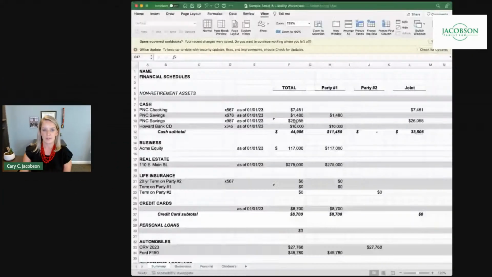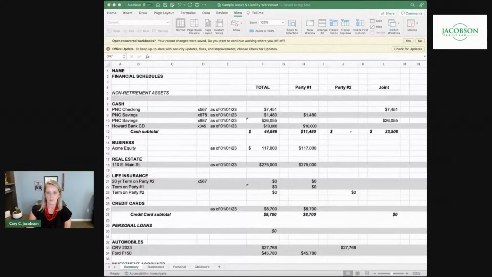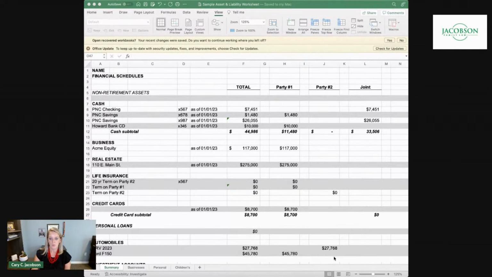And so this is a worksheet. You're going to see it's already filled out, but I wanted to walk you through what this looks like. This is not an exact accounting of a case that we had previously, but it gives you a good idea of how this is handled. So as you can see, we first list all of the non-retirement assets. We've categorized these things into different pieces.